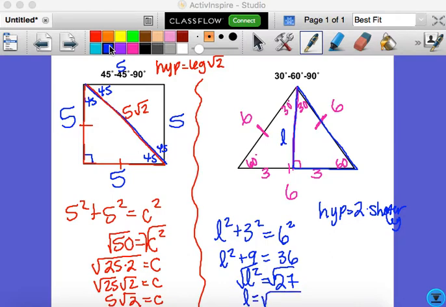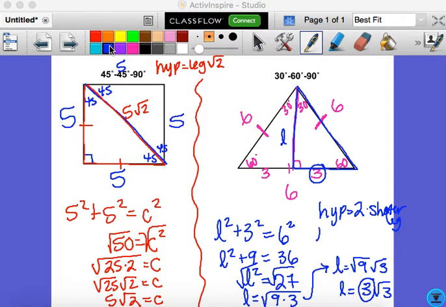I know that 9 goes into 27 3 times. So I'm going to rewrite that as the square root of 9 and the square root of 3, which means my length is 3 square roots of 3. And we'll notice that that 3 comes from right here. So my longer leg is always my shorter leg times the square root of 3.